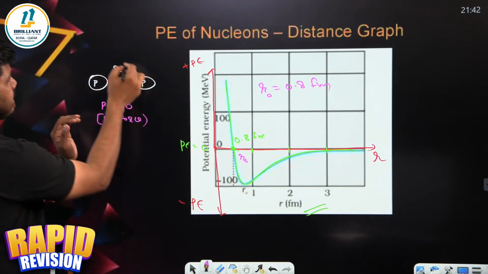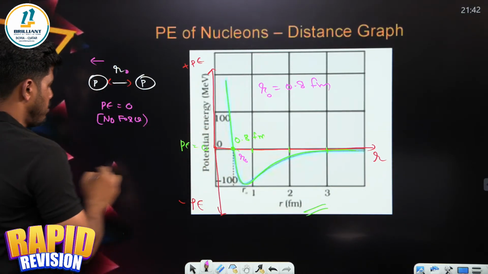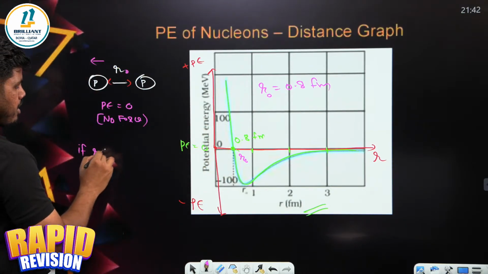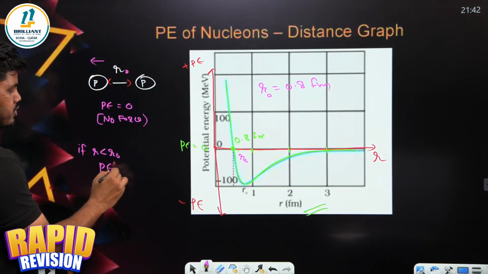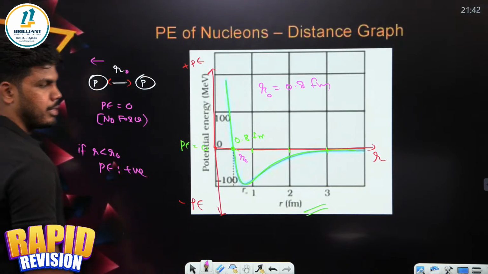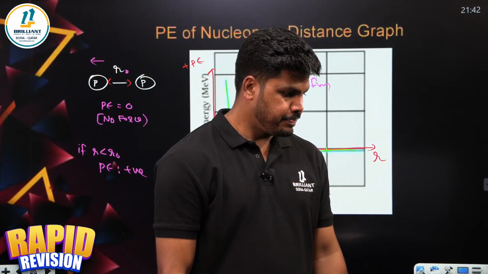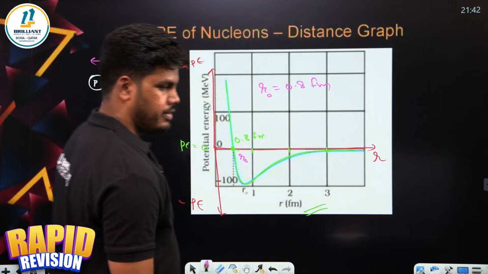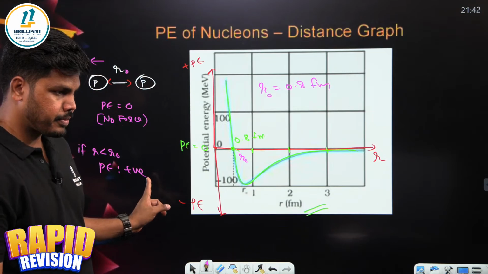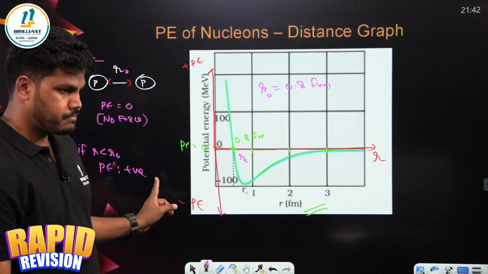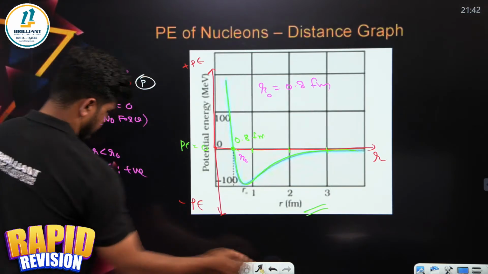If the distance is reducing below R0, if R is less than R0, potential energy is found to be positive. Do you remember what is the meaning of potential energy being positive? What will be the nature of the force? The nature of the force is going to be repulsive.